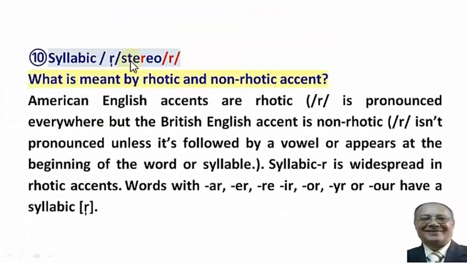Syllabic R: stir. What is meant by rhotic and non-rhotic accent? American English accents are rhotic, meaning R is pronounced everywhere, but the British English accent is non-rhotic, meaning R isn't pronounced unless it's followed by a vowel or appears at the beginning of the word or syllable. Syllabic R is widespread in rhotic accents. Words with AR, ER, RE, IR, OR, YR, or OUR have a syllabic R.